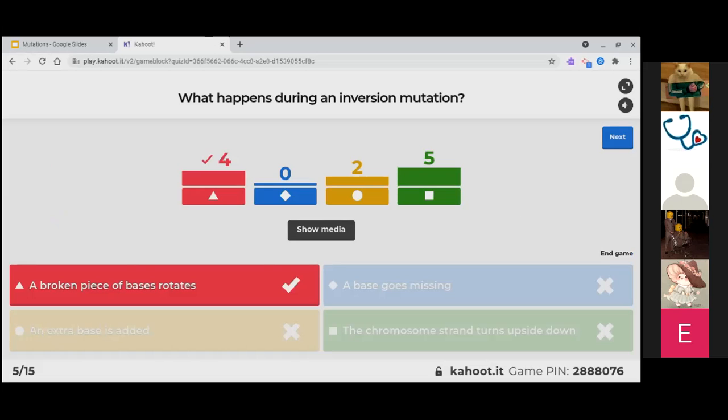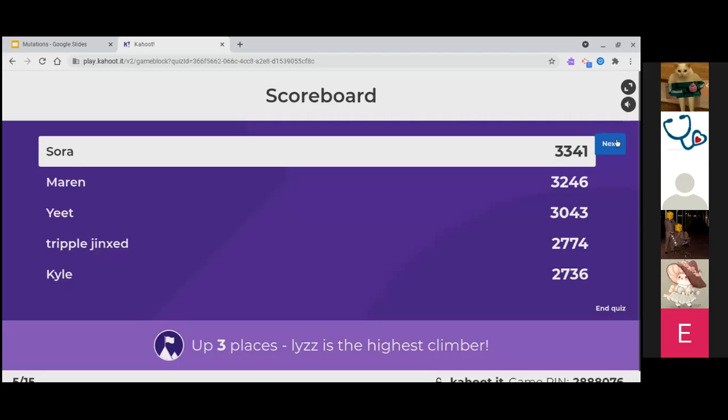But when a base goes missing or is deleted, that's a deletion. And when an extra base is added, that's an insertion. So it sounds kind of similar to inversion. And the chromosome strand doesn't usually turn upside down because a mutation refers to the bases in the nucleotides. So hopefully that helps a little bit.